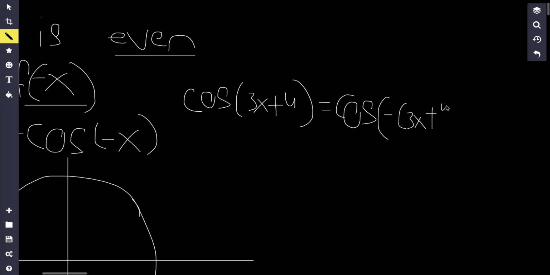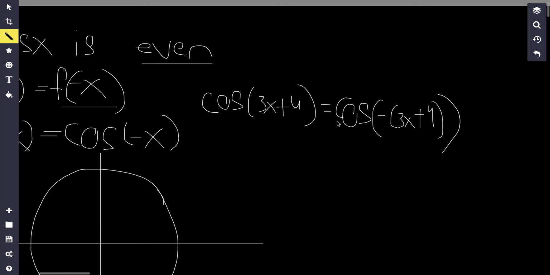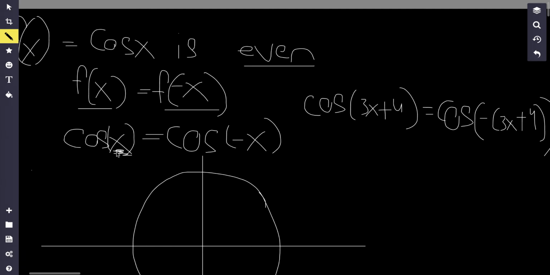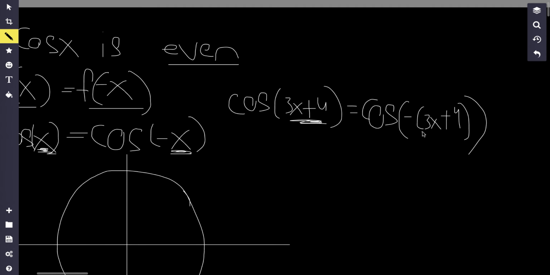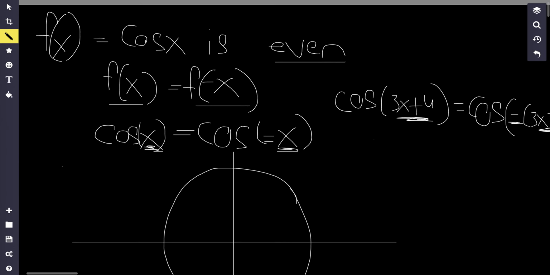So this negative sign up in front is 4. Right, so in this case, this x right over here is 3x plus 4. And then cosine of negative x is just this x on the inside multiplied by this negative sign. Now, why is this true?